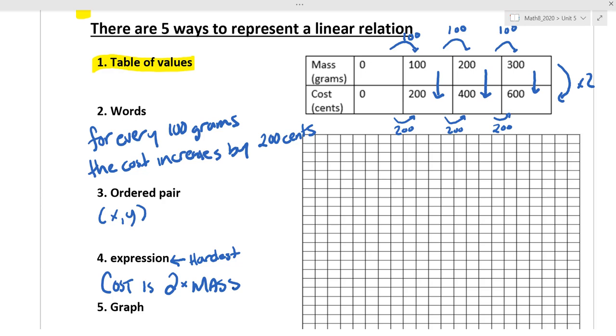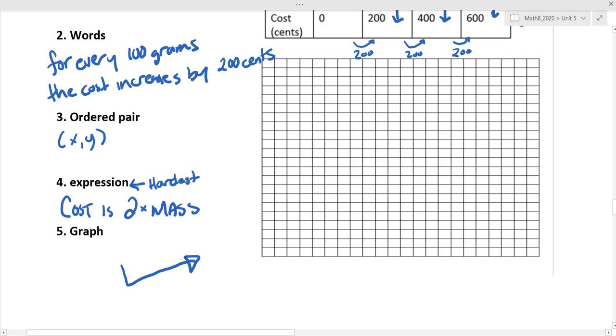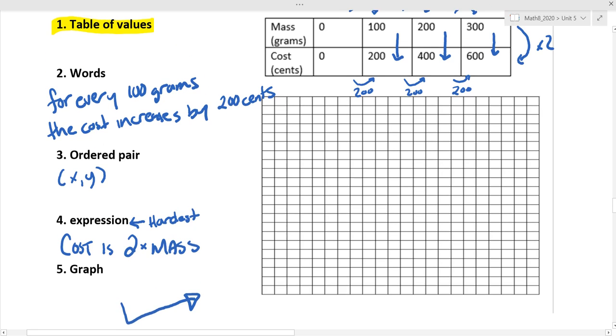Okay. And the final thing that we can do is create a graph and view the picture of our data. All right, so we're going to create a graph here. To create a graph, the first thing we need to do is decide what goes on the x-axis and what goes on the y-axis. It's not really an opinion. It doesn't matter. There are some rules to follow.